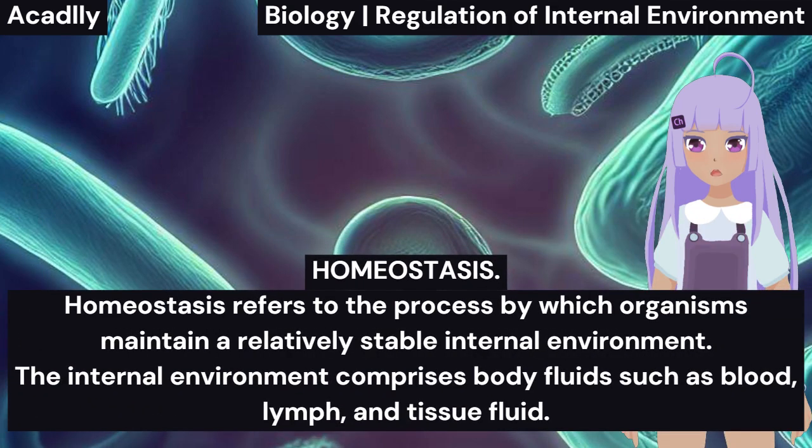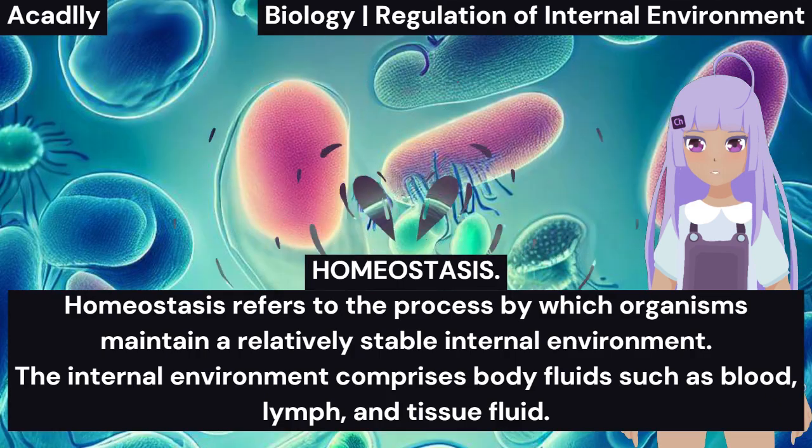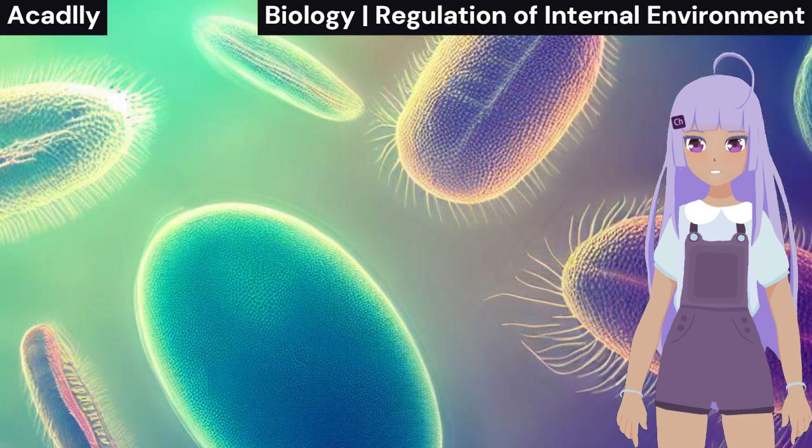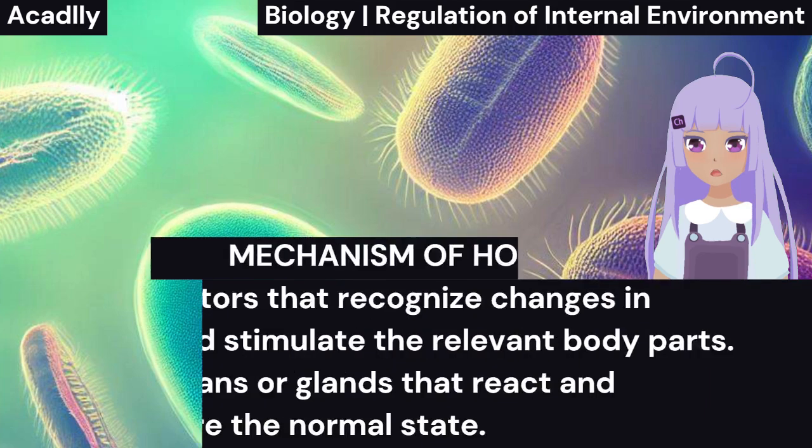Homeostasis. Homeostasis refers to the process by which organisms maintain a relatively stable internal environment. The internal environment comprises body fluids such as blood, lymph, and tissue fluid. In order for body cells to function optimally and for healthy growth, living organisms must be able to adapt to changes in the physical and chemical conditions of their body fluids. These conditions include temperature, pH, osmotic pressure, concentrations of dissolved substances, and mineral ions.